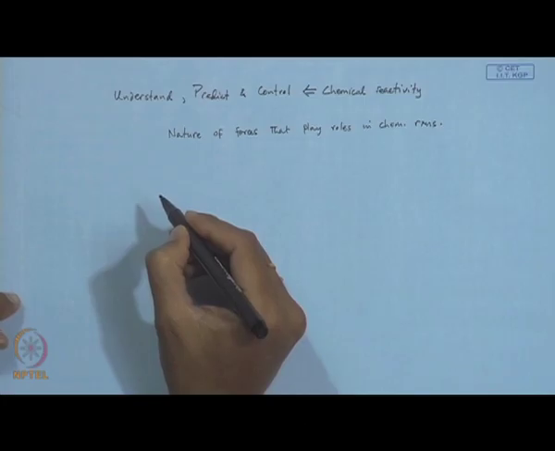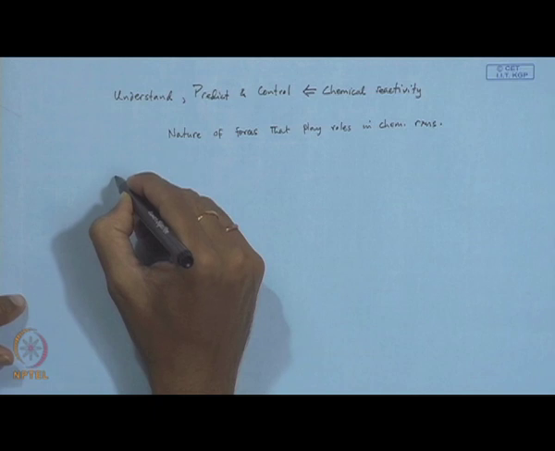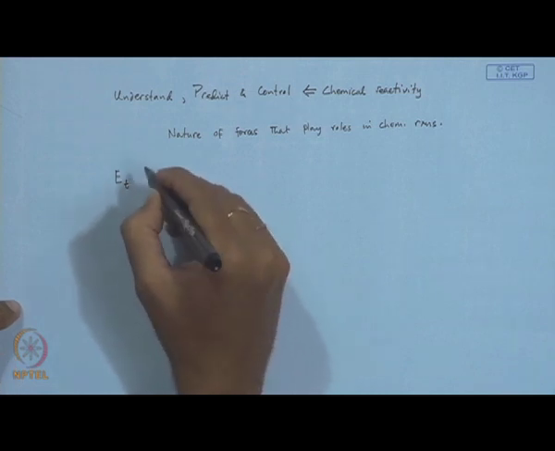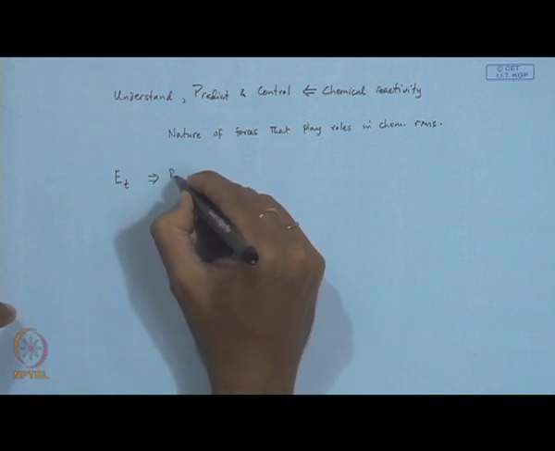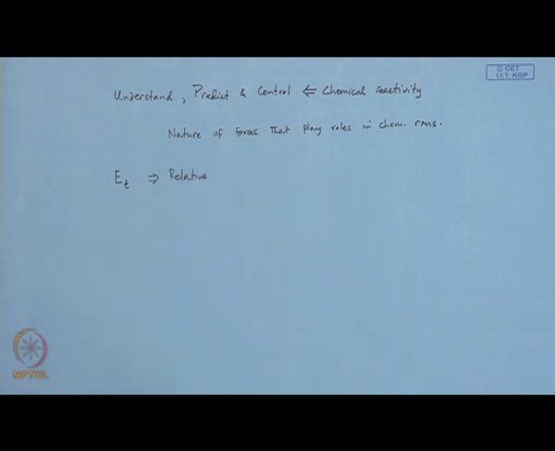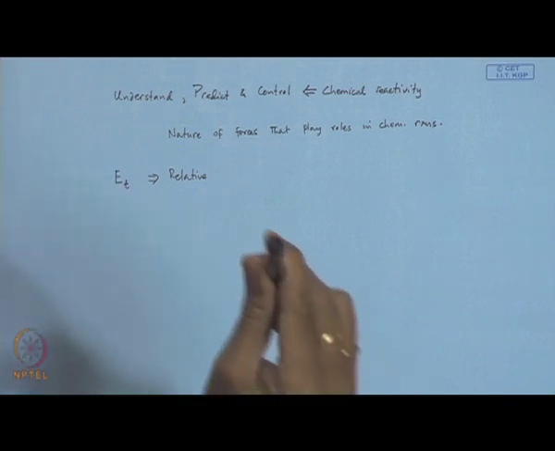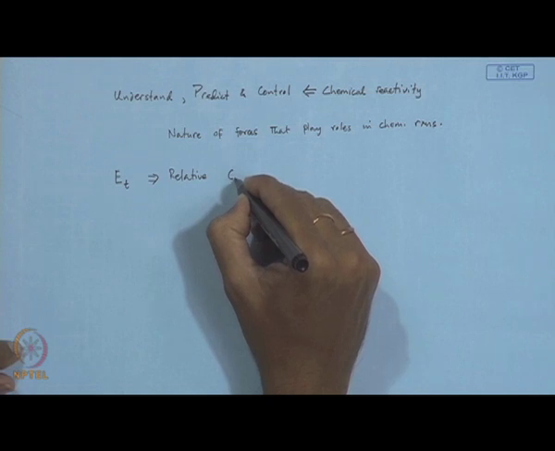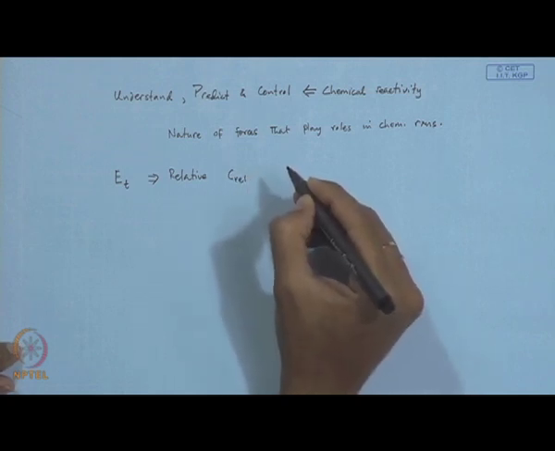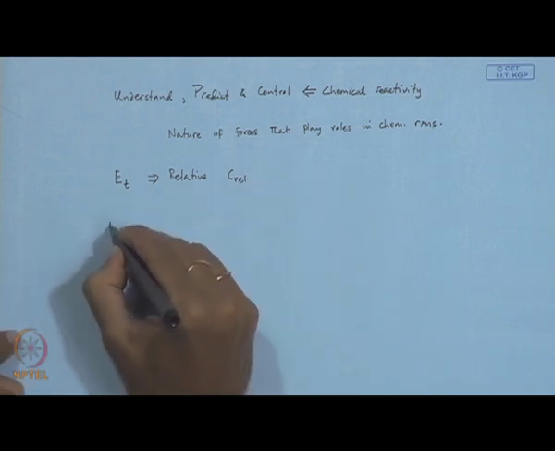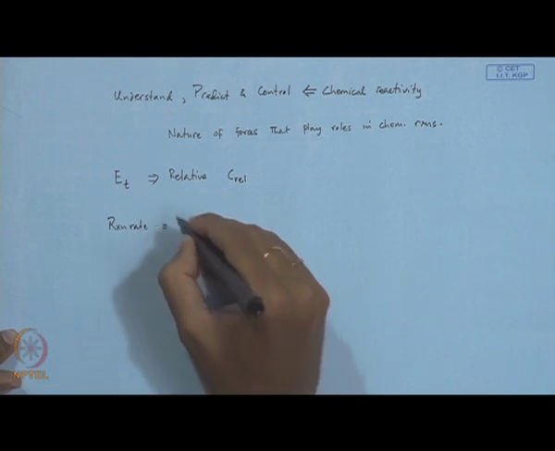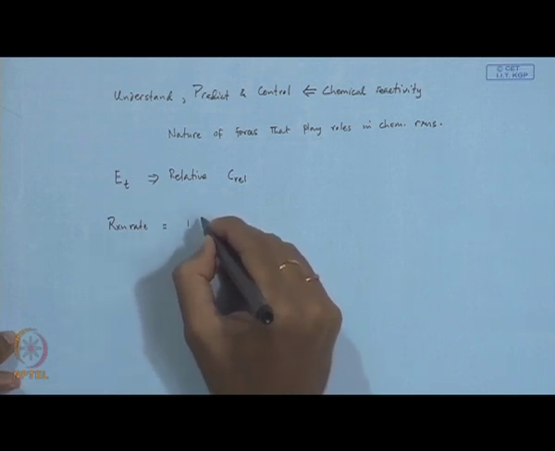So now, when the collision energy is, say, given by a quantity E t, okay, and if that corresponds to a relative velocity between the colliding entities, okay, so relative velocity, that is written like C relative, then reaction rate can be written as rate of reactive collision, because collision rate will determine the rate of reaction.